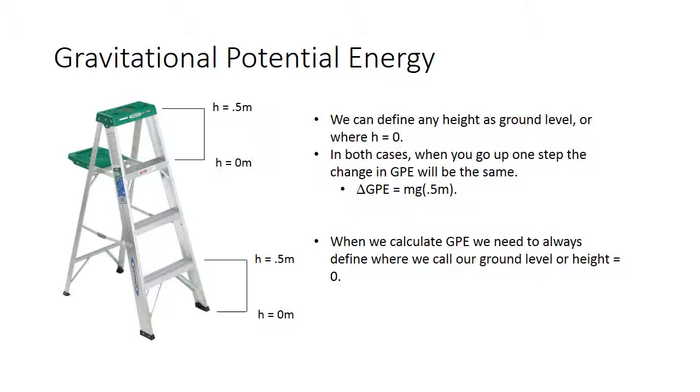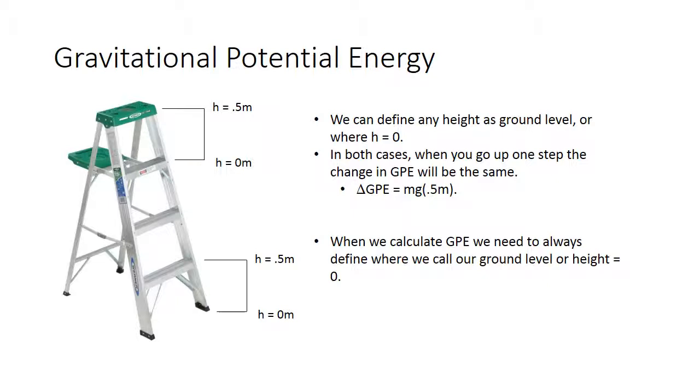Interestingly enough, we can really call any place we want ground level as long as we denote that. So we can call ground level where the bottom of the ladder is. We can call that h equals 0. Or we can call, let's say, that third step ground level. We can also say that is where h equals 0.